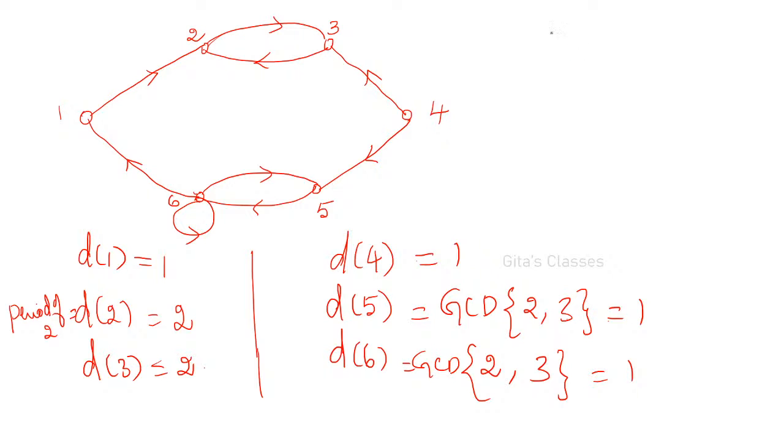Now I have 1, 4, 5, 6. They are called what? What is the period? They are called aperiodic. If the period is 1, then it is called aperiodic. So here 2 and 3 have period 2. Understood? Another important question: find the period of all the states. You can expect that also.